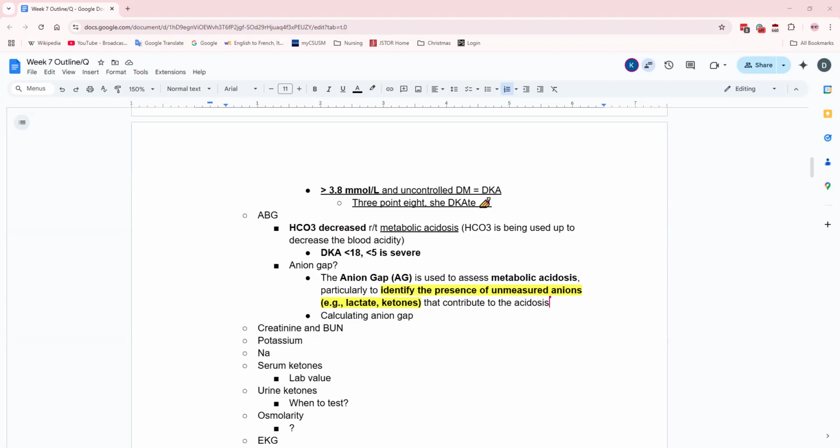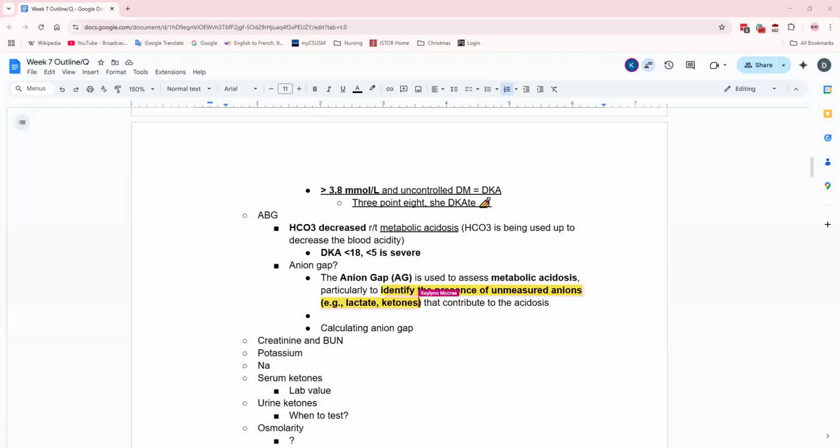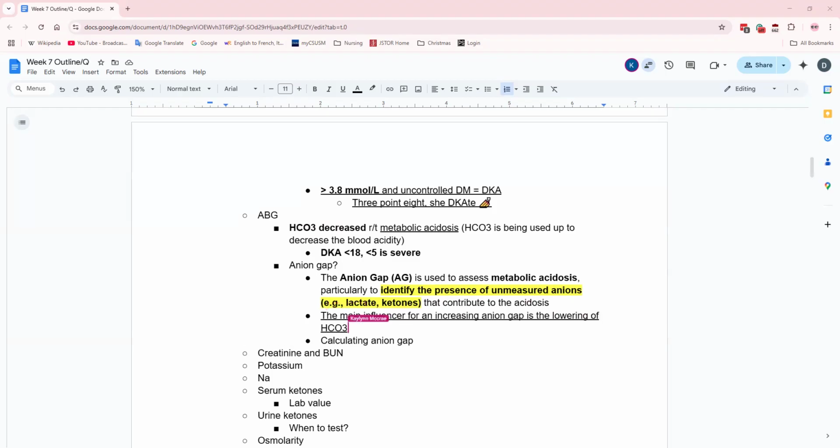But yeah, I have all that here. So it's useful because it identifies the presence of unmeasured anions like your lactate and ketones, which would show up more, so to say. Diego has a better way of explaining it than I did. When your body is having acidosis, it will lead to bicarb becoming decreased because it is a buffer. So that kind of feeds into this. Your main influencer for an increasing anion gap is the lowering of HCO3.